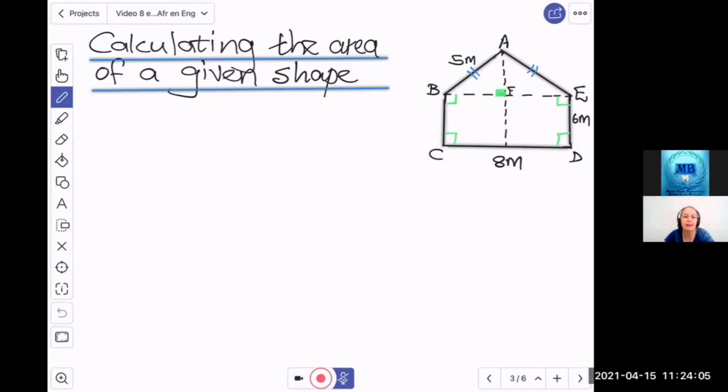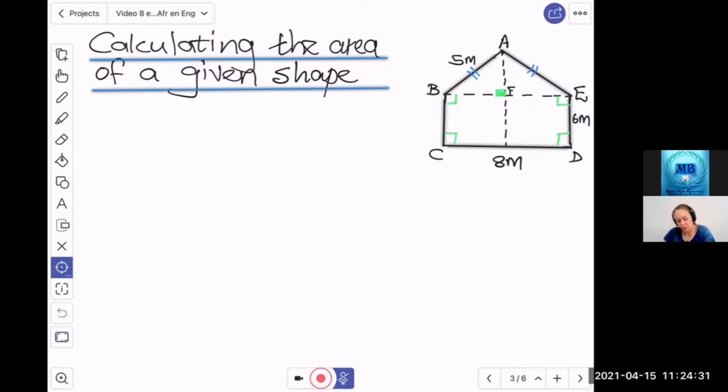We are going to have a look at calculating the area of a given shape. So let's have a look at what is given to us. As you can see, we have been given this shape, and it is the front of a house. You can make out the roof and then the front part of the wall. The question is that we need to calculate the complete frontal area of this shape.